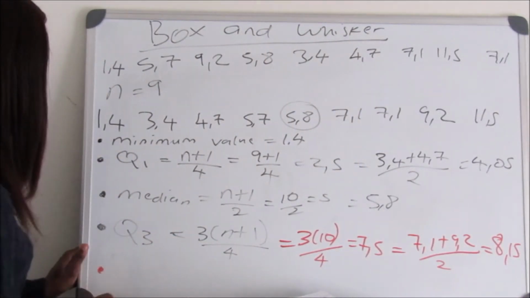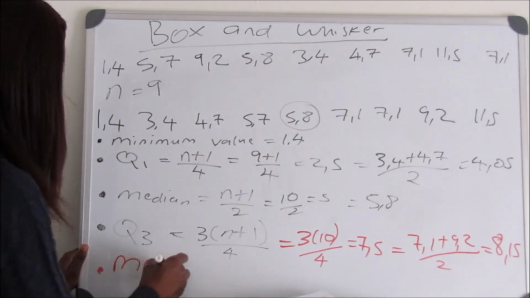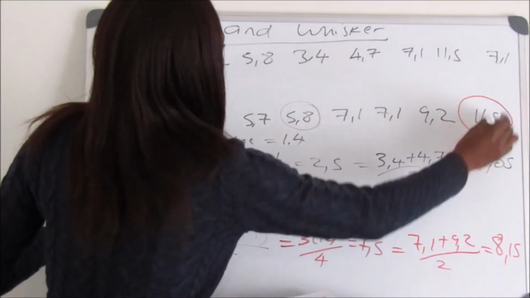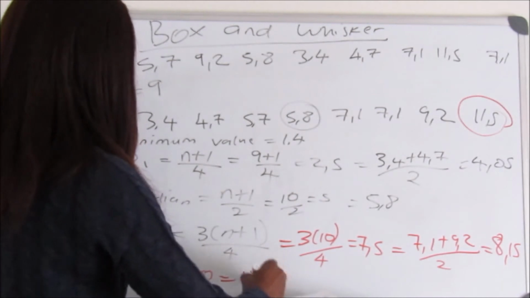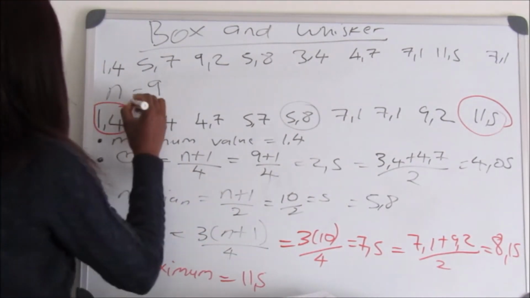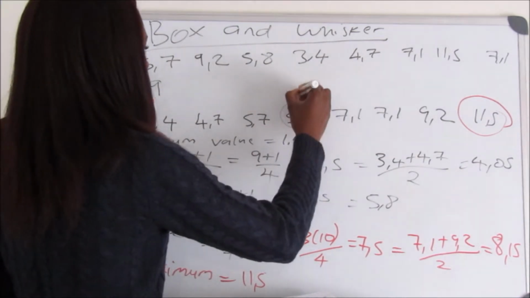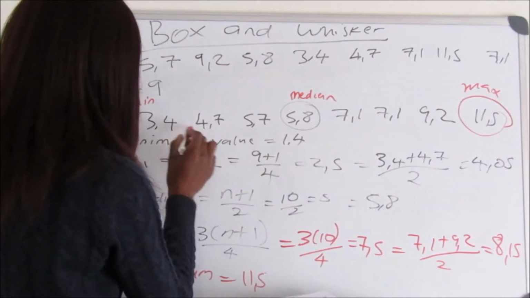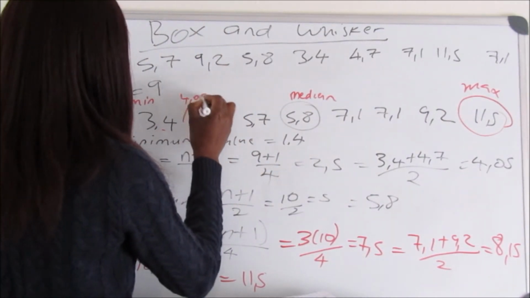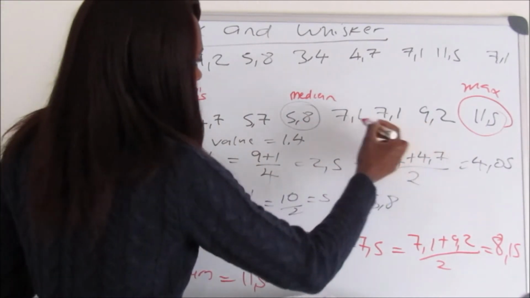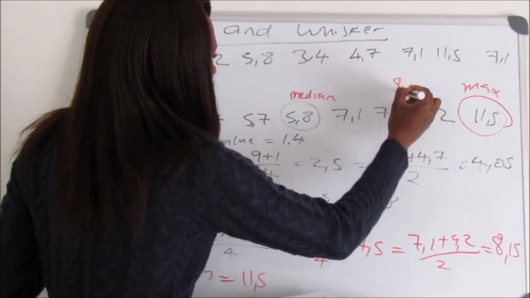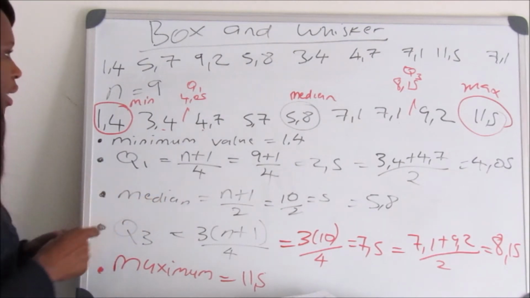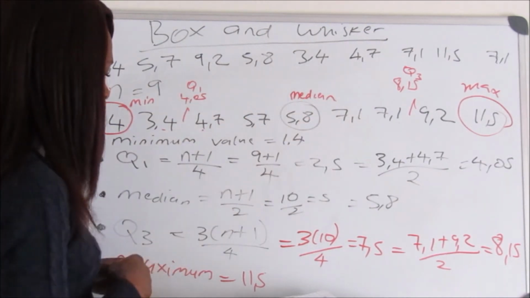Then the last thing that we must get is our maximum value, which is the highest number of the data set. For this one it's 11.5. So the numbers here: this is our minimum, this is our median, this is our maximum value. And between the minimum and median we also have 4.05, which is our Q1, and between the median and maximum we also have our upper quartile. These are the numbers that we need to construct our box and whisker diagram.